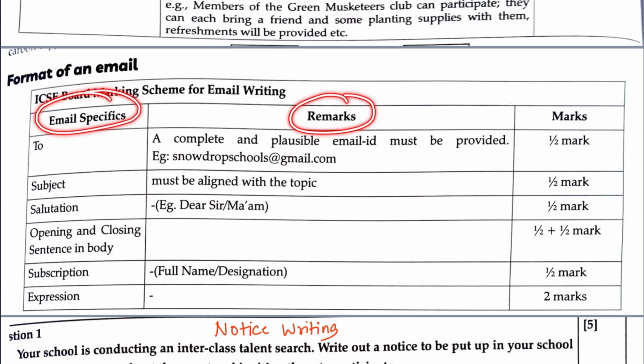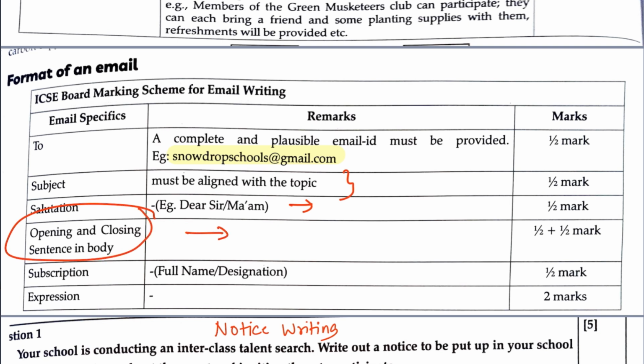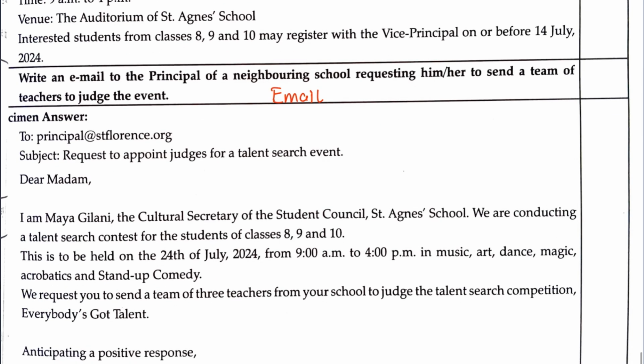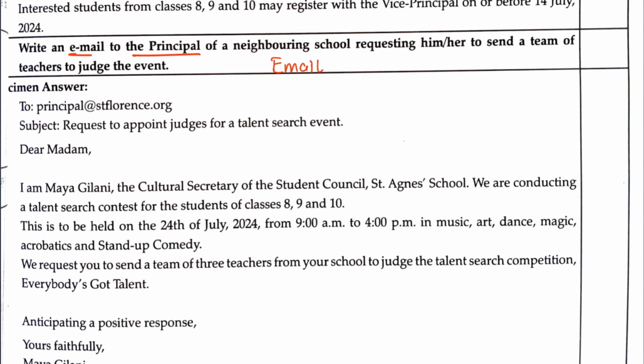So these are the remarks. A complete and plausible email ID must be provided. Example, the email should be written here. Then you will move on to the subject you are talking about and the salutation. Example, dear sir or ma'am. Then your opening and closing sentence in this body. Subscription means your full name or designation. At the end, you will write the expression. So let's have a look here. Write an email to the principal of a neighboring school requesting him or her to send a team of teachers to judge the event.